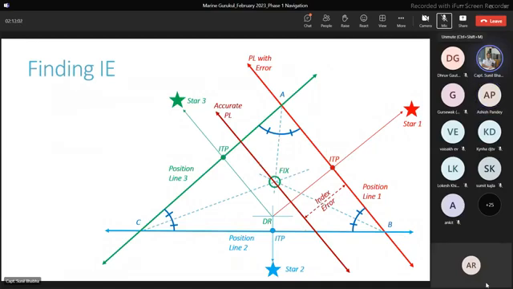So if you have understood, great, beta. Go ahead. Basically, sir, after all this is done, we have to take the perpendicular distance from the fix to any position line, and that will be the error. Exactly.